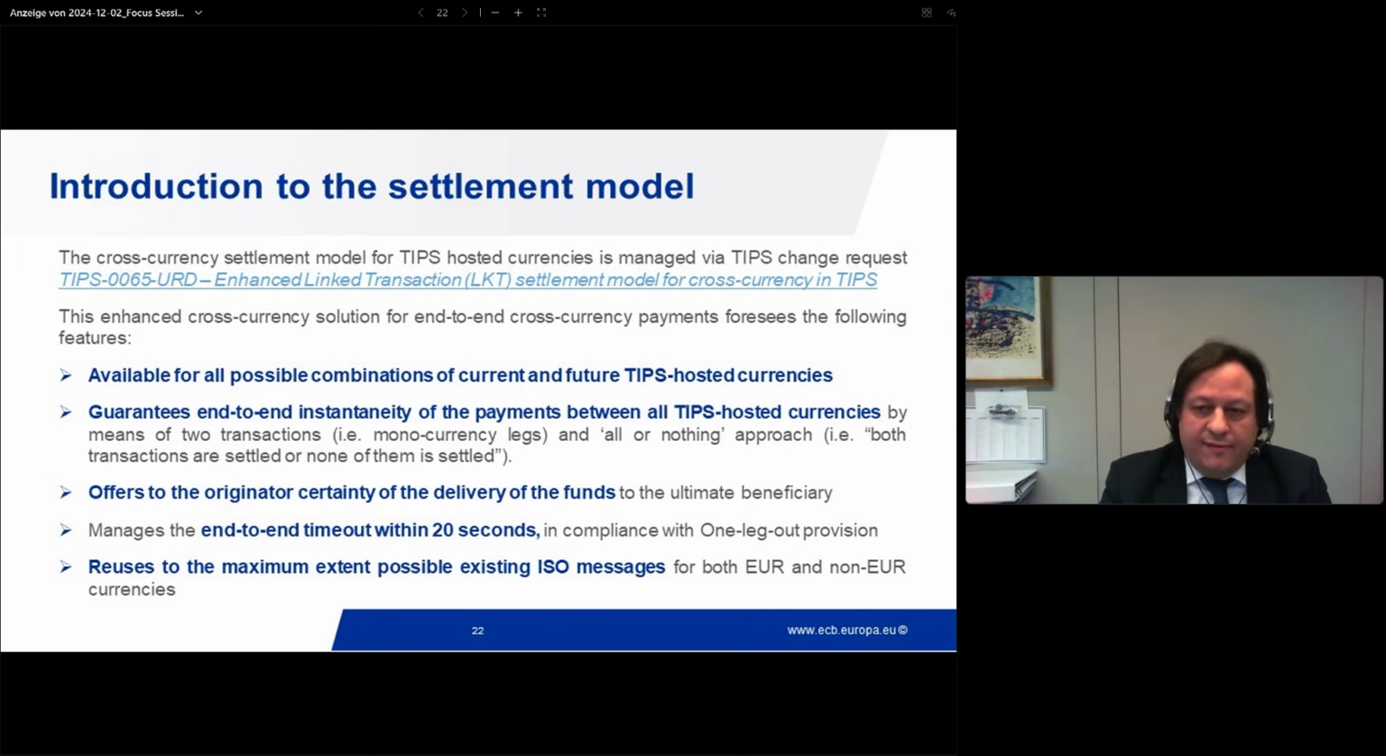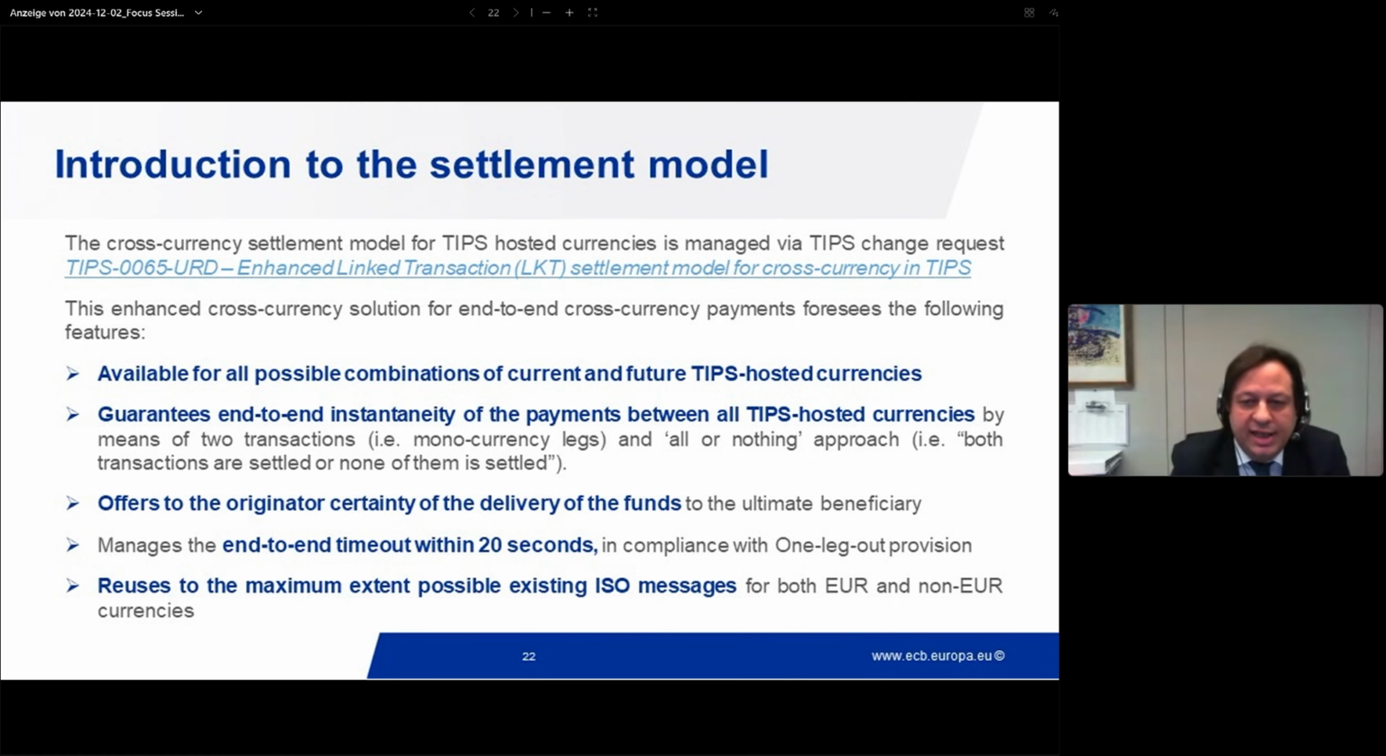So this model offers, in particular, to the payer the certainty that the funds are going to be delivered to the ultimate beneficiary, if everything goes well along the chain, in a matter of seconds. And therefore, it is optimizing a bit the concept of the one leg out flow, in which settlement occurs on the two involved jurisdictions in a strict sequence, one after the other.